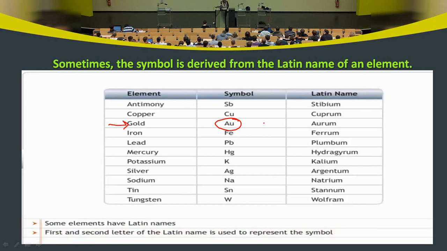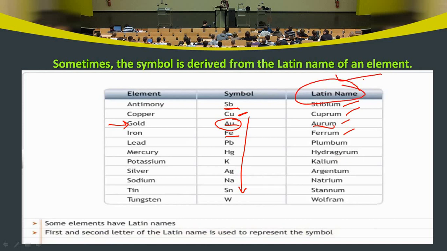So for that I would like to tell you that some elements have Latin names. The first and second letters of the Latin name are used to represent the symbol. For example, antimony, the Latin name is stibium, that's why the symbol Sb is given. Copper, cuprum, Cu is given. Gold, the Latin name is aurum, that's why Au is given, not G or Go or Gl. Iron, ferrum is the Latin name, and that's why the symbol Fe is given. So by doing so, you can understand there are certain elements whose symbols are given on the basis of their Latin names.